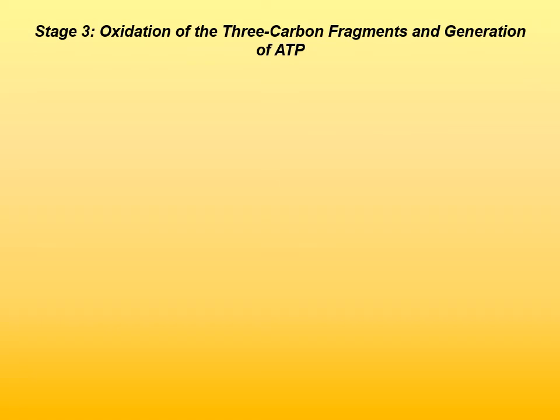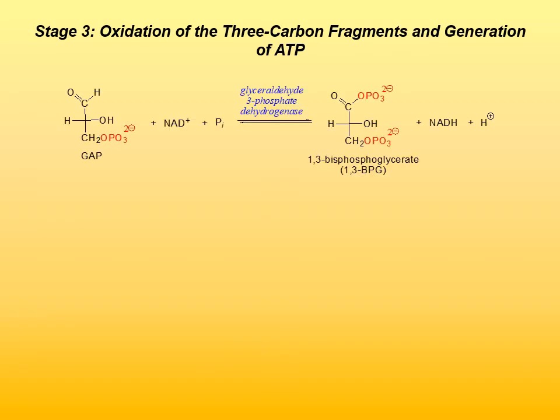In the final third stage of glycolysis, 3-carbon fragments are oxidized and ATP is generated. So this is when some energy is generated. GAP is oxidized and phosphorylated in the presence of nicotinamide adenine dinucleotide and inorganic phosphate. The enzyme is glyceraldehyde 3-phosphate dehydrogenase. The product is 1,3-bisphosphoglycerate, or 1,3-BPG, and NADH and protons.